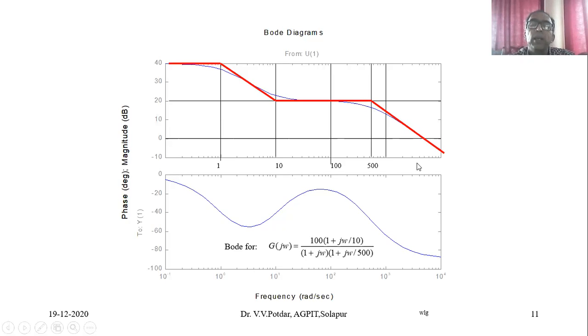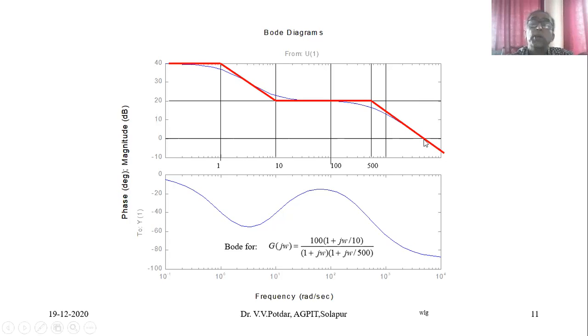Listen to me very carefully. The frequency at which the gain is crossing the 0 decibel mark. At this point, maybe here I have 4,000 radian per second. At 4,000 radian per second, the gain is crossing the 0 decibel value. This is called the gain crossover frequency. It is designated as omega suffix g c, radian per second. So that is called the gain crossover frequency.